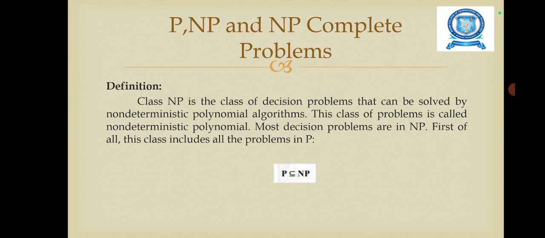First of all, this class includes all the problems in P. This is true because if a problem is in P, we can use the deterministic polynomial time algorithm to solve the verification stage of a non-deterministic algorithm, and simply ignore the string generated by the non-deterministic stage. The halting problem, on the other hand, is among the rare examples of decision problems that are known not to be in NP.